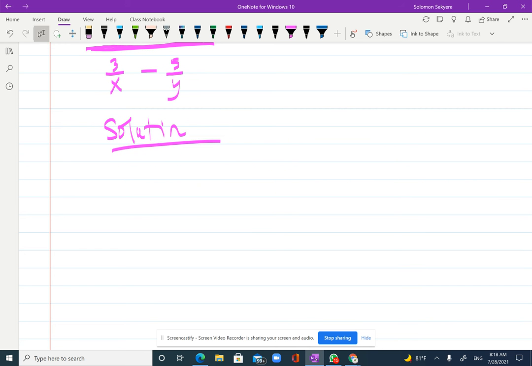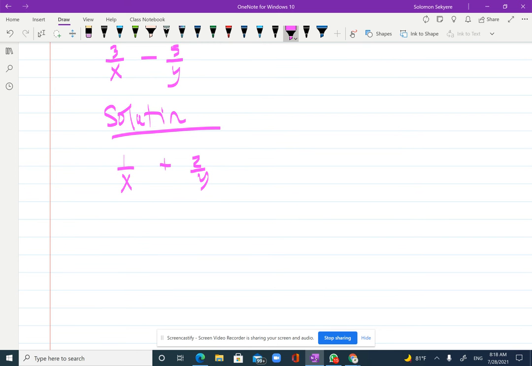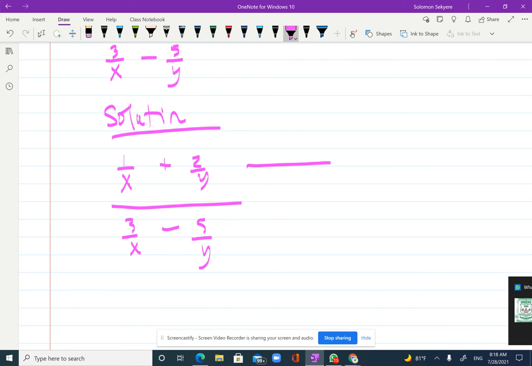We have 1 over x plus 2 over y all over 3 over x minus 5 over y. So the top, how do you do it? The least common denominator is x times y. We take it and multiply by this term, x times y by this term. If you do that, the x's cancel. You're left with y. Y times 1 is 1. That's what you put. Y times y is y. That's what you put over here.